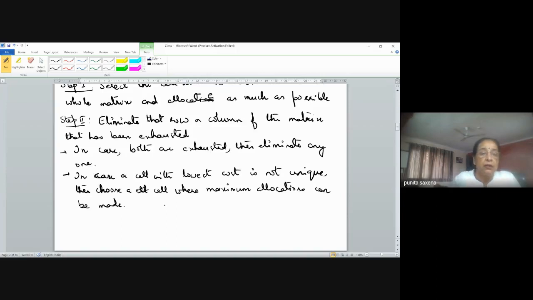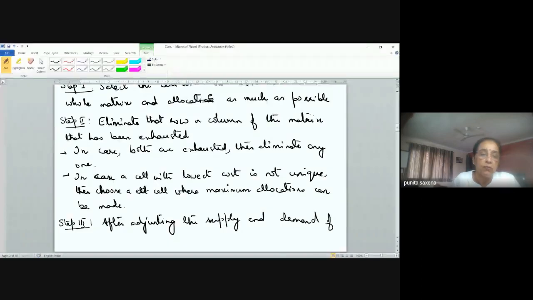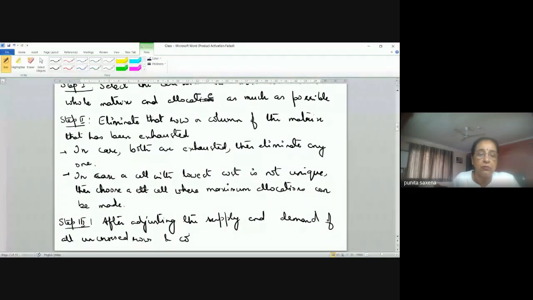Now step number 3 is we adjust the supplies and demands, the way we did in the earlier problem. You have to cross and then write the remaining one. So after adjusting the supplies and demands of all uncrossed rows and columns, repeat the procedure.